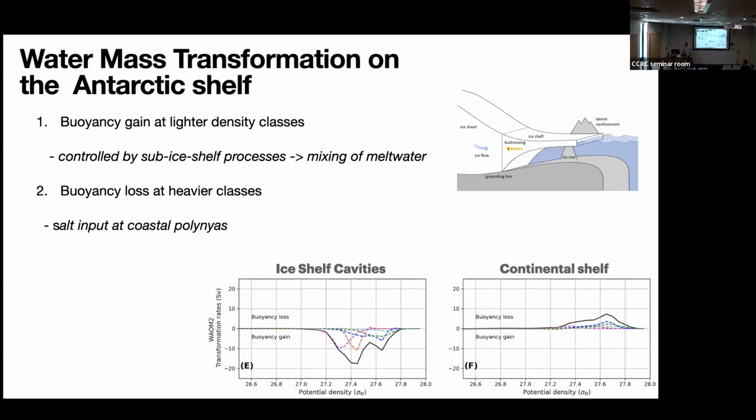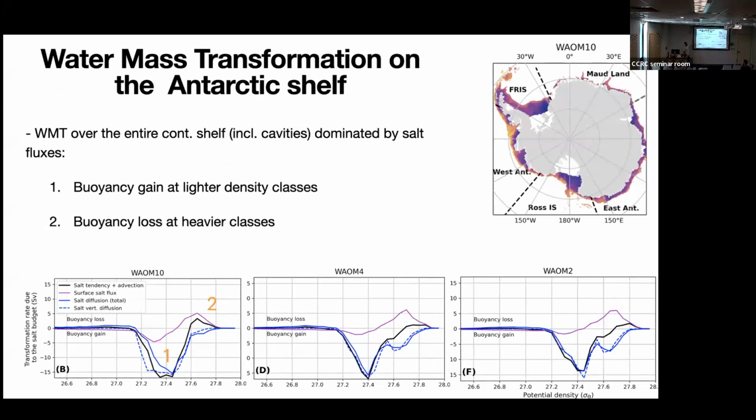Sorry, I forgot to say, but I'm only showing the salt budget here, and that's because the importance of the salt fluxes for the water mass formation is one order of magnitude larger than that of the heat flux. So I just suppressed all the heat budget analysis for this talk, and for the paper actually.